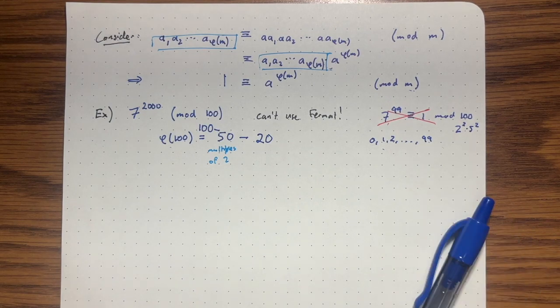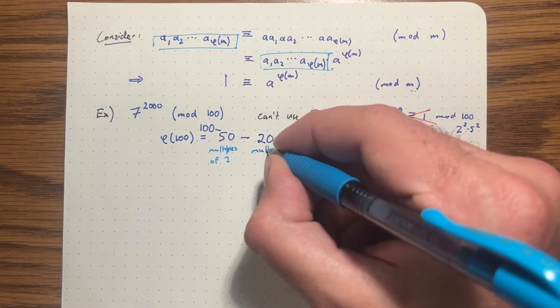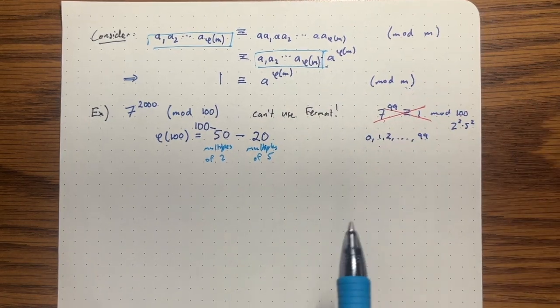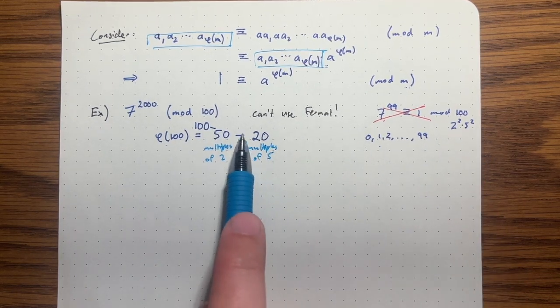Is this the final answer? Because I've already subtracted out the multiples of 4, right? I've already subtracted out the multiples of 5 and 5 squared even, the 25s, those are included in there.